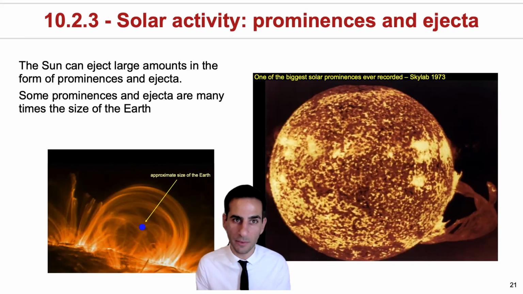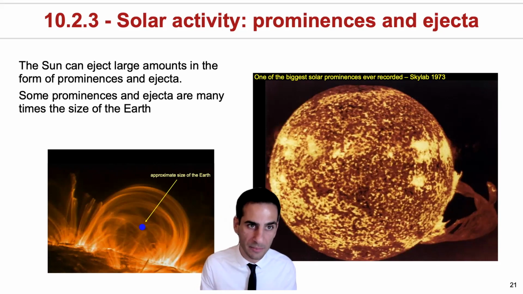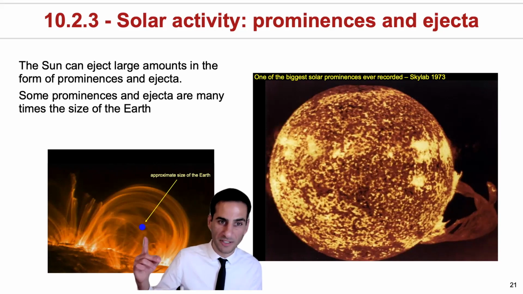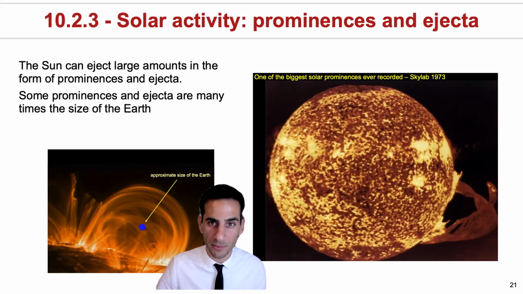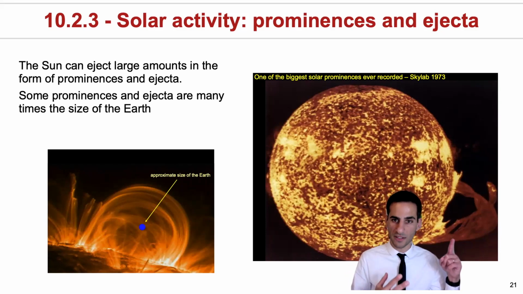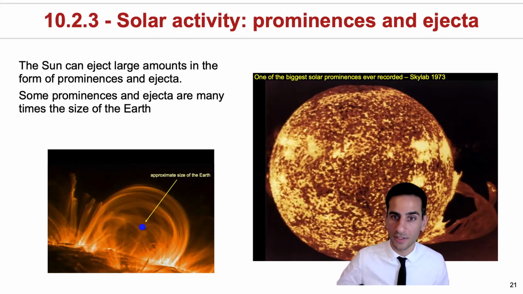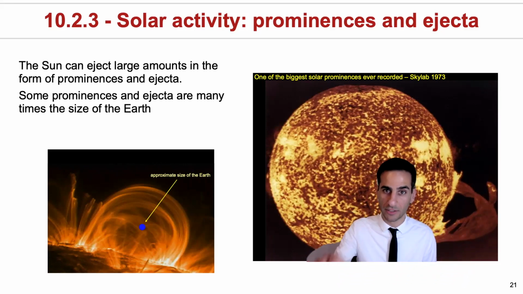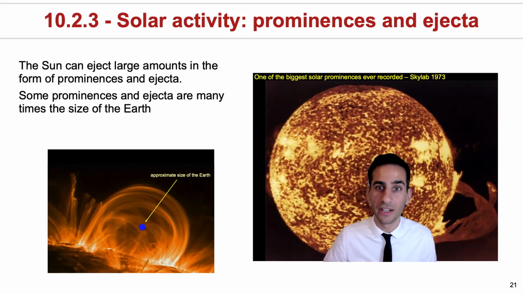Even though the Sun is quite stable, it actually has a lot of activity that is sometimes a little bit random. For example, the Sun can eject large amounts of material in the form of prominences and ejecta. And you can compare these with the approximate size of the Earth to understand how big these things can be. One of the biggest solar prominences ever recorded was in 1973. And again, you can see how massive this is. One of the dangers is, of course, if one of these things is released and goes directly into the Earth, our satellites can really suffer, including our entire electrical grid.